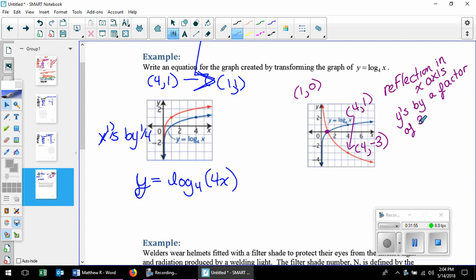So y equals -3 log base 4 x, because we didn't do anything to the x's. There was a reflection in the x-axis, but mathematically speaking, we multiply the y's by negative. Could you guys have done that on your own? Yeah.